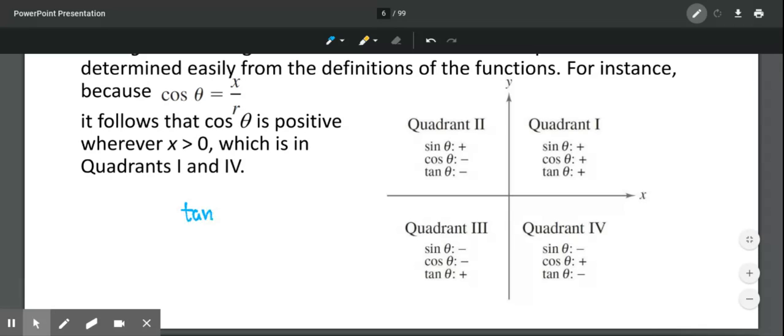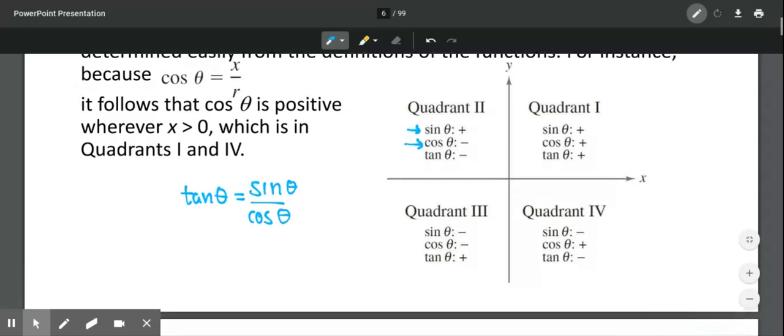And remember that your tangent is your sine. I shouldn't have used an x there. Let's erase that because that'll get confusing. Your tangent of theta is the sine of theta over the cosine of theta. So in that second quadrant, if sine is positive and cosine is negative, when you do a positive divided by a negative, you would get a negative. Quadrant 3, your x and y are both negative, so sine and cosine are both negative, which makes the tangent positive. In quadrant 4, sine is negative, cosine is positive, so when you divide those, the tangent would be negative.